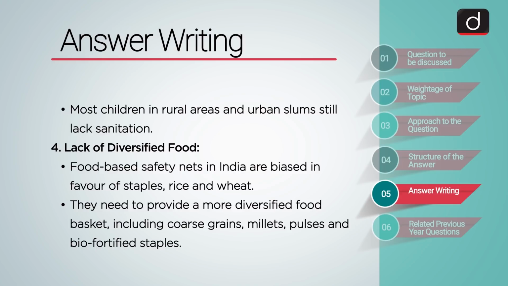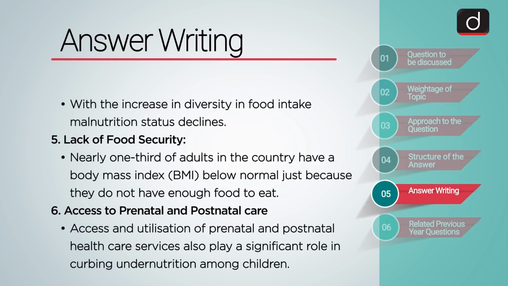Lack of diversified food. Food-based safety nets in India are biased in favor of staples, rice, and wheat. They need to provide a more diversified food basket, including coarse grains, millets, pulses, and biofortified staples. With the increase in diversity in food intake, malnutrition status declines. Lack of food security. Nearly 1/3 of adults in the country have a body mass index below normal just because they do not have enough food to eat.